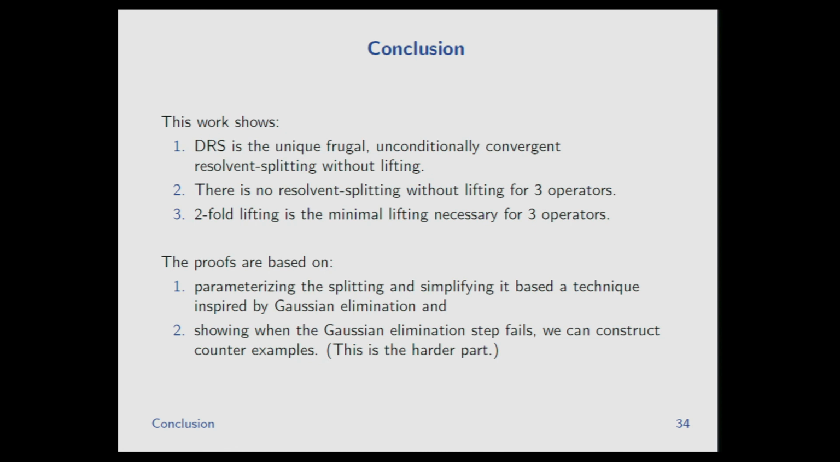I haven't been able to explain the key ideas behind the proof, but I will try to do so in the next 30 seconds. There are 2 steps to the theorems, the proofs that I did not illustrate. Part 1 is parametrizing the splitting and simplifying it based on a technique inspired by Gaussian elimination. What I mean by parametrizing it is, since the assumption is that the splitting is constructed with scalar multiplication, identity, and resolvents, you can have an explicit parametrization of your entire splitting. For the 2-operator splitting, it will start out with 15 parameters, but you can eliminate them one at a time. So you do this careful elimination based on ideas inspired by Gaussian elimination.